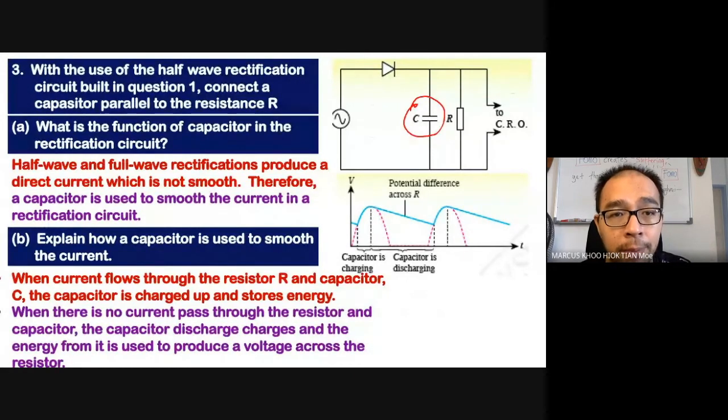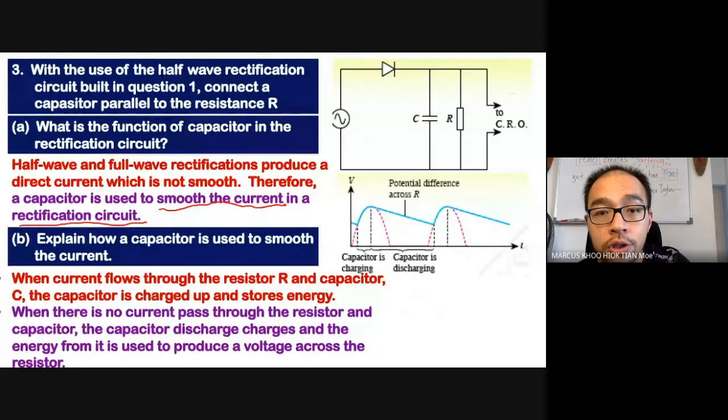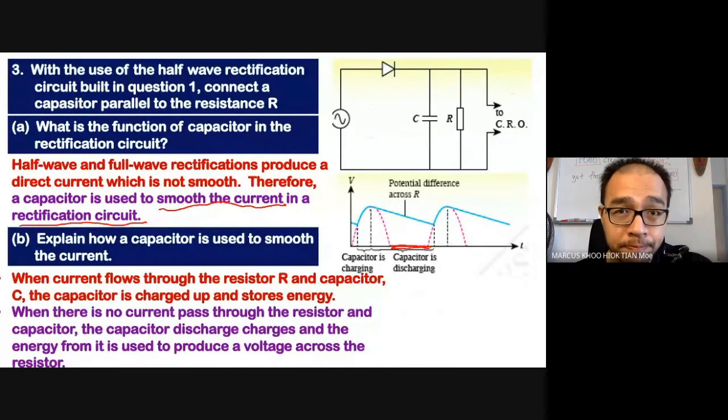Okay, so the function of a capacitor in the rectification circuit: a capacitor is used to smooth the current in a rectification circuit because the half wave and full wave rectifications produce a direct current which is not smooth. Macam kamu cakap tadi lah, if this is a half wave, it's going to be on, off, on, off, on, off, on, off. So during the time where it is off, okay, let's talk about how the capacitor is used.